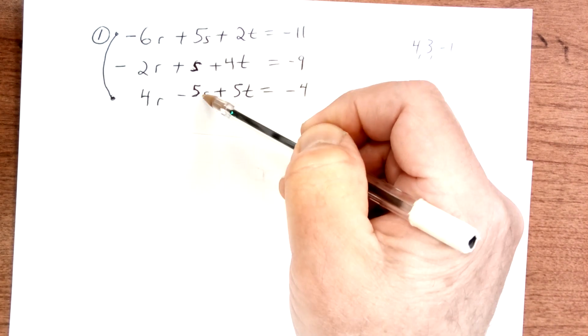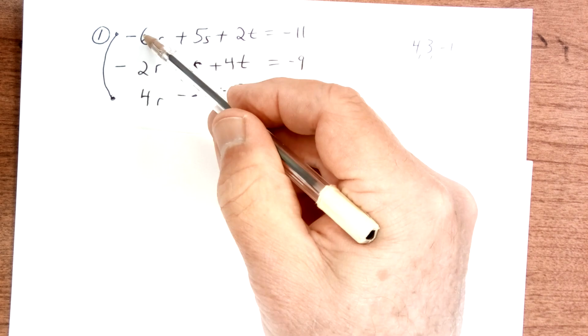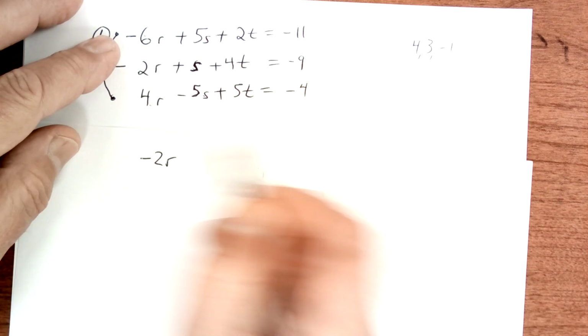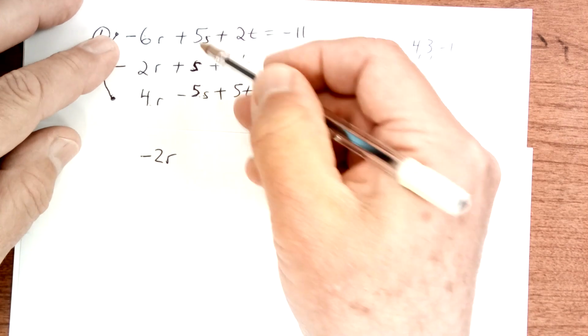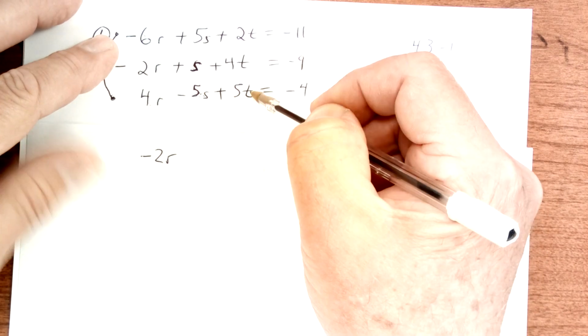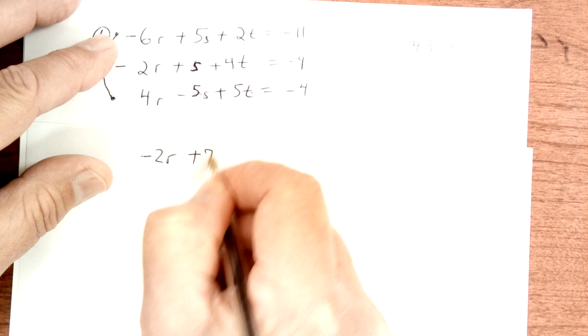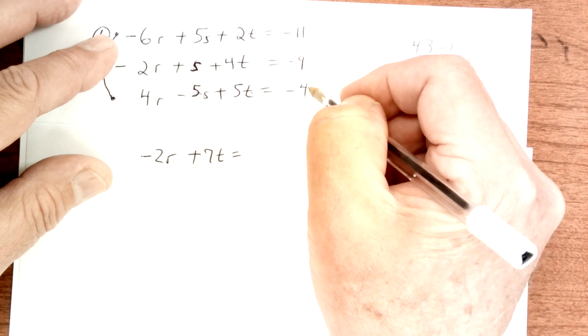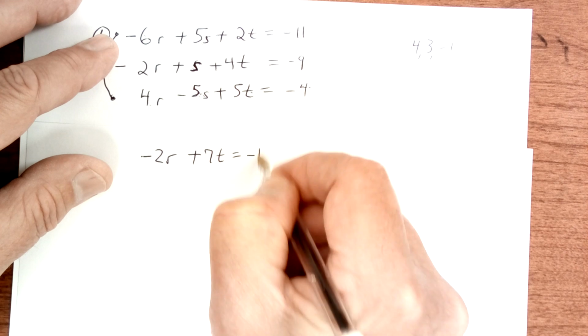So that's going to give me negative 6 plus 4 is going to give me a negative 2. Here, the S's cancel, and then here I get plus 7t is equal to whatever this one and this one is, a negative 15 it looks like. Okay, that's my first equation.